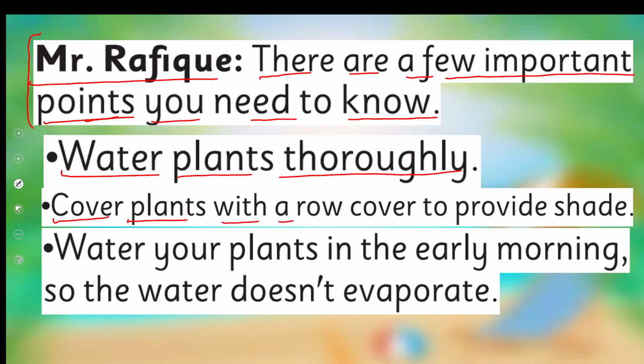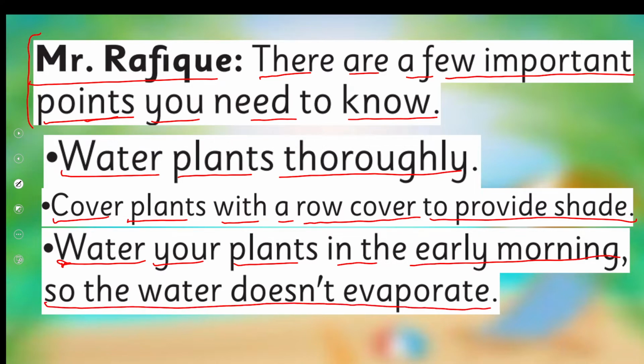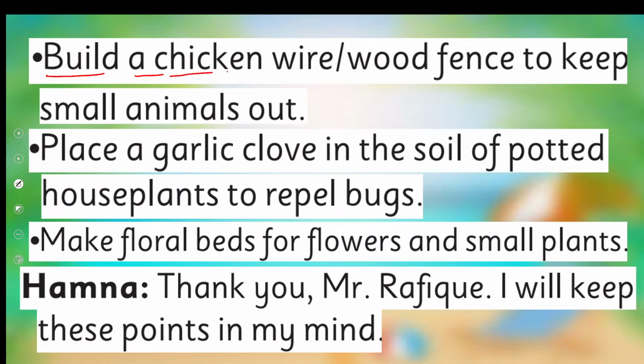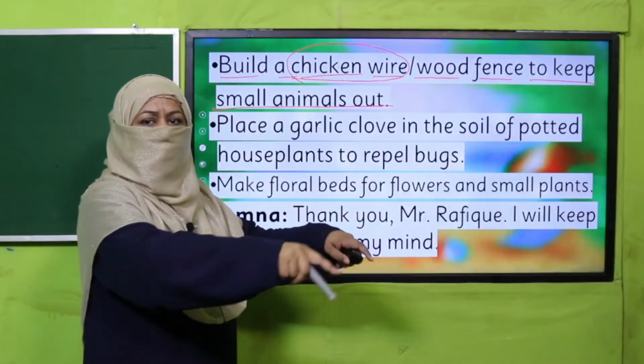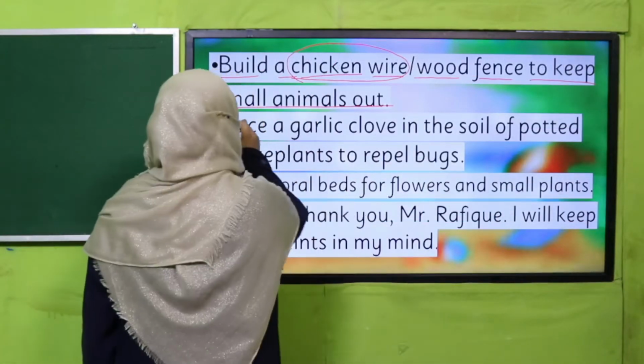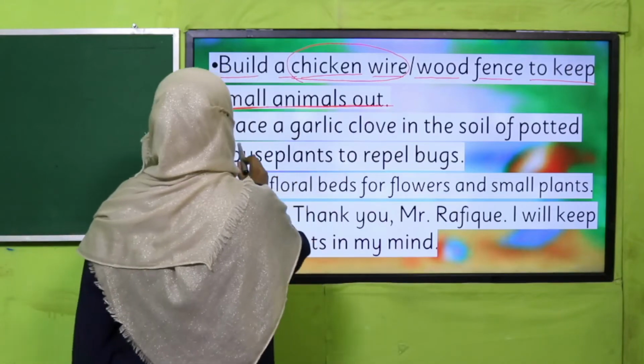Cover plants with a row cover to provide shade. Water your plants in the early morning so the water does not evaporate. Build a chicken wire or wood fence to keep small animals out. It means you should make a boundary for your plants so that animals don't attack your plants.